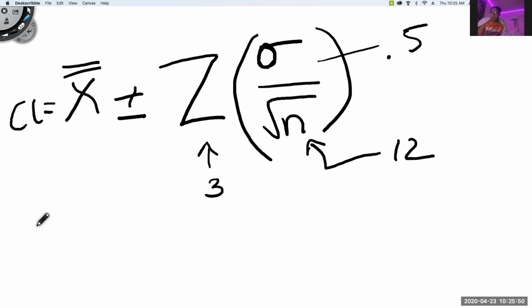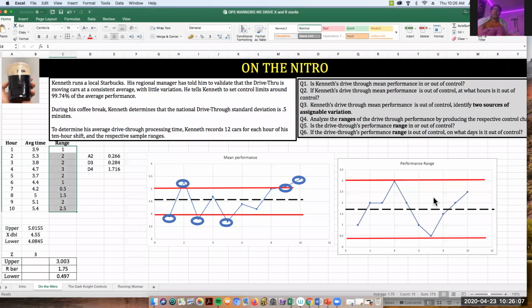I think the route we chose is because we were going to do an R chart anyway, and with an R chart, we can only use a Z of 3 in that set of formulas. So either way, we could have done it either way. Does that answer your question? Okay. All right. Other questions on this problem?